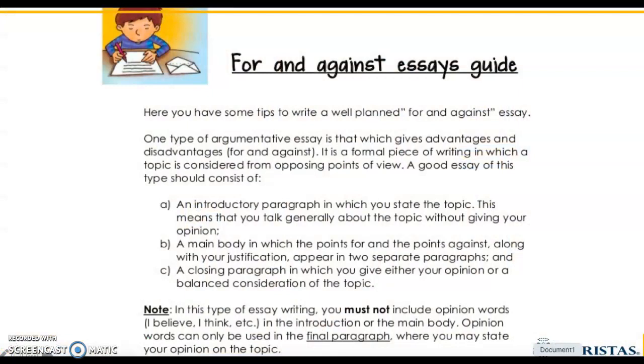Okay, for and against essays guide. Here are some tips to help you write a well-planned for and against essay. This type of essay is an argumentative essay that gives advantages and disadvantages. Advantages will be the for, and disadvantages will be the against. It's a formal piece of writing in which a topic is considered from opposing points of view. And to be a good essay, it must consist of 3 or 4 paragraphs.